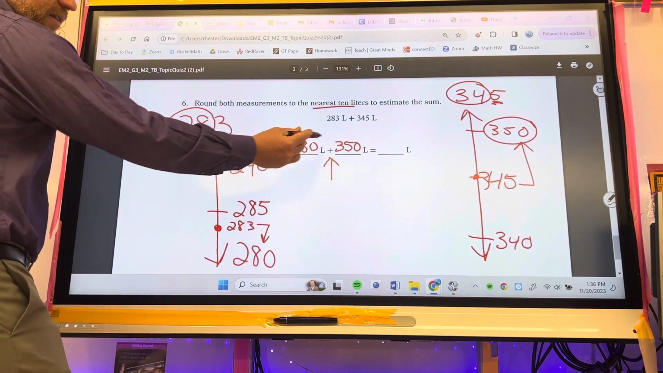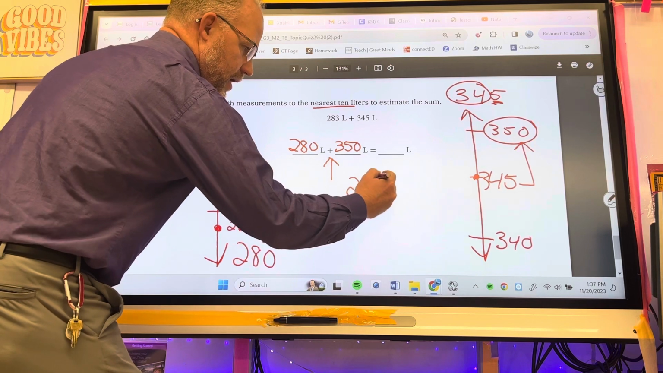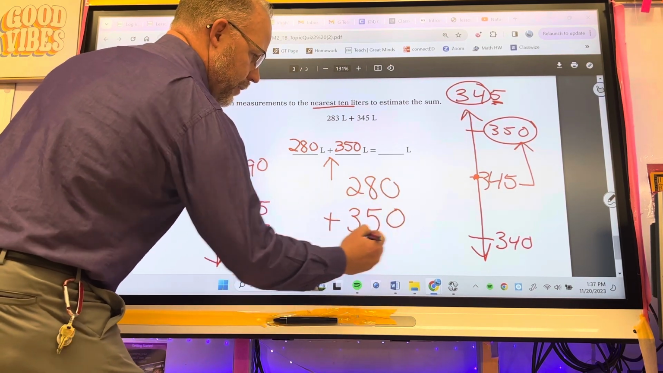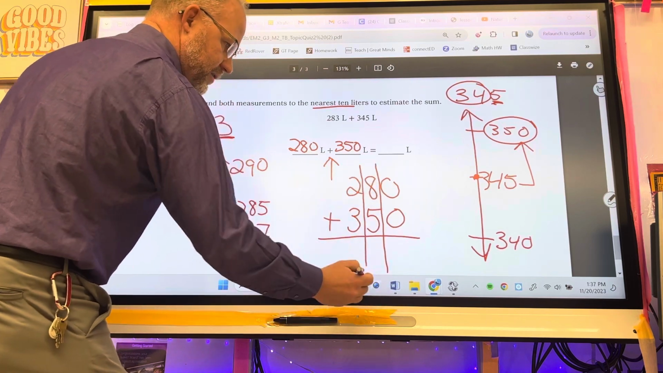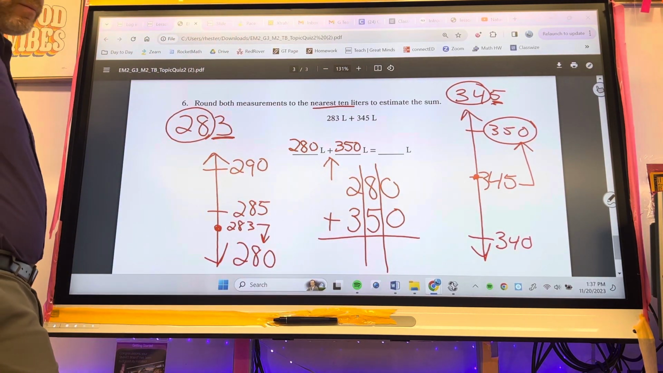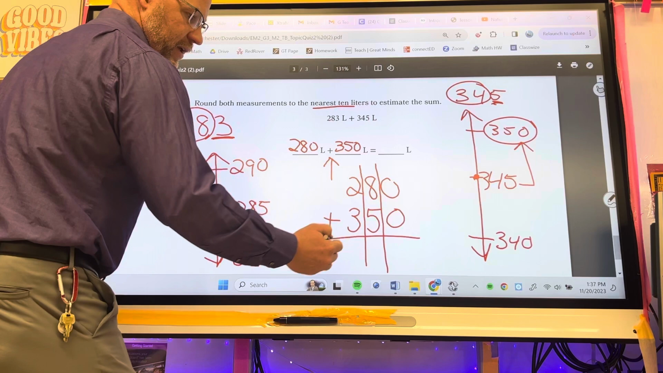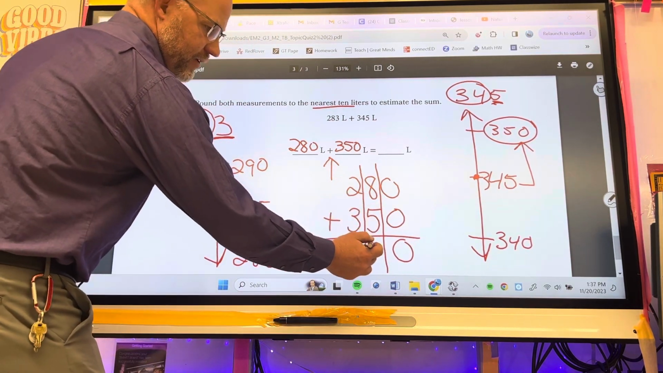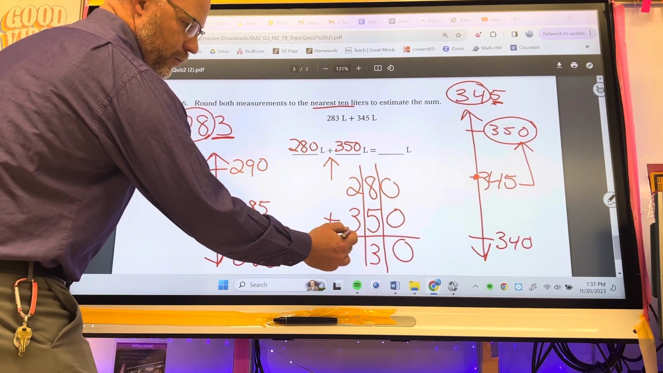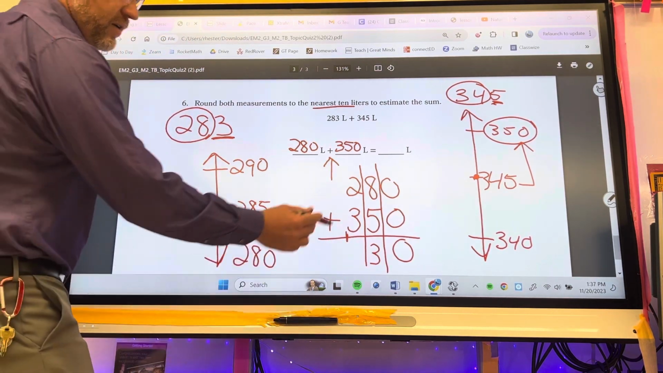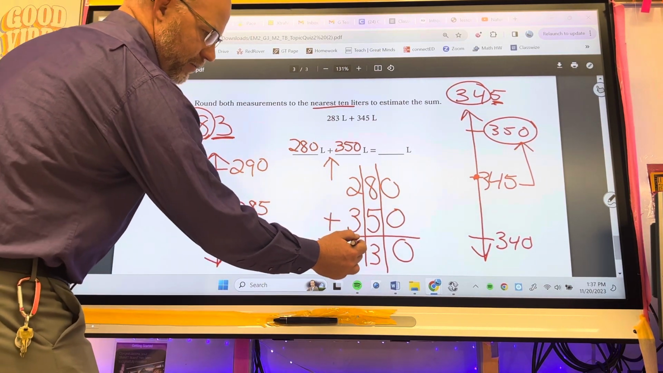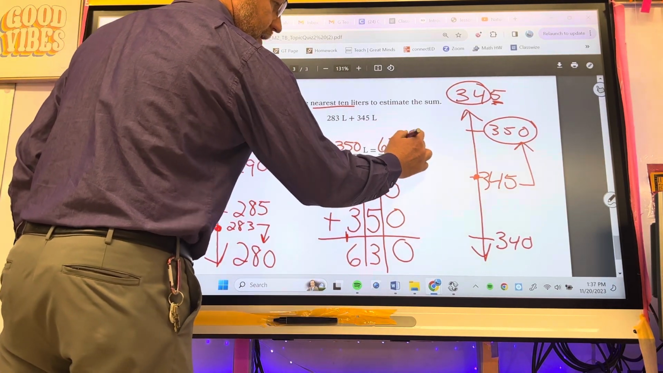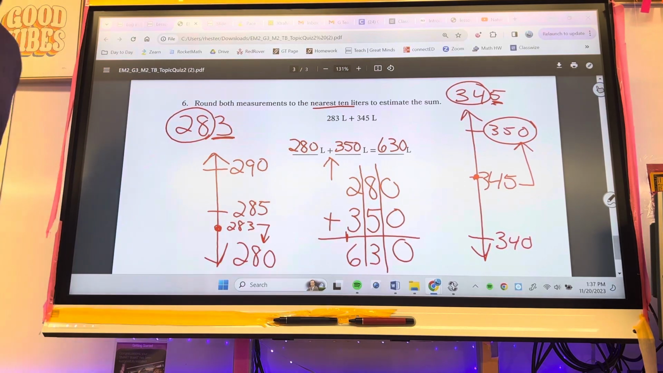So now just stacking these up, we have 280 plus 350. I like to tell the students to block out their place values, 0 plus 0. Now 8 plus 5 is 13, so the 1 goes into the hundreds place. 2 plus 3 is 5, plus 1 more is 6, and our answer is 630. And that's the final question on the in-class review.